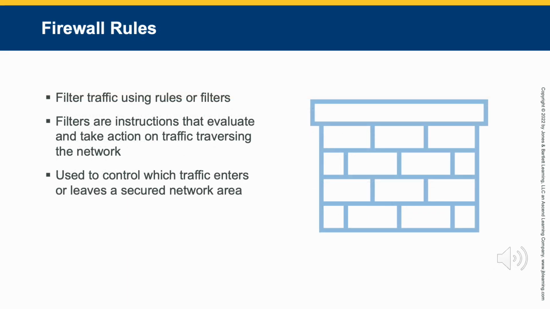Firewall rules. Firewalls filter traffic using rules or filters. Filters are instructions that evaluate and take action on traffic traversing the network, used to control which traffic enters or leaves a secured network area.